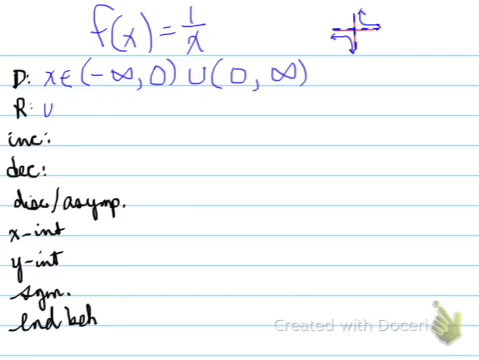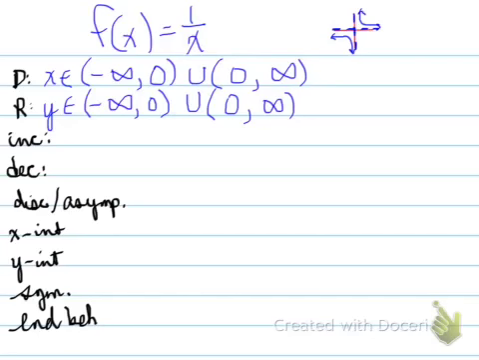The range, so the y values, are very similar to the domain. In fact, they're exactly as the domain because of the horizontal asymptote. So the asymptote breaks the graph into two parts.